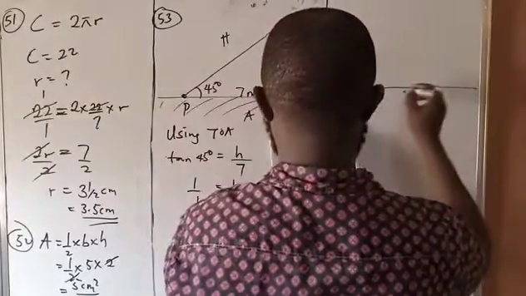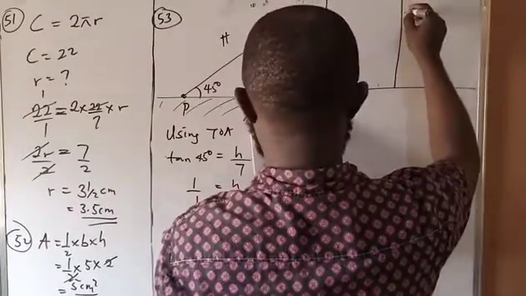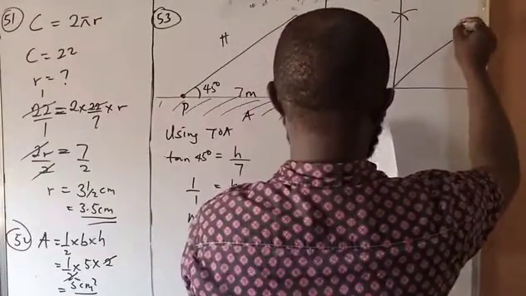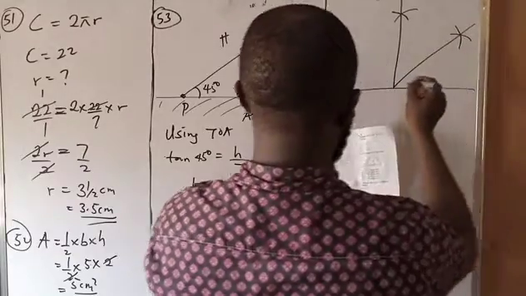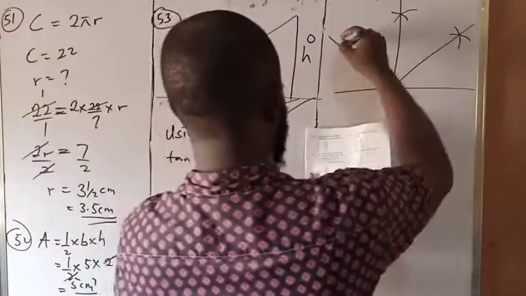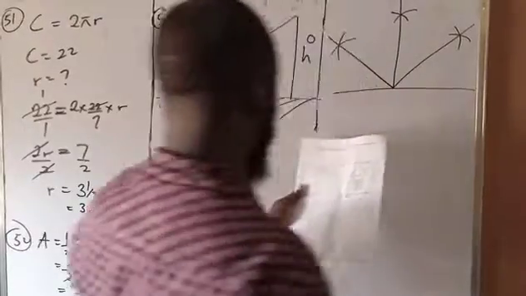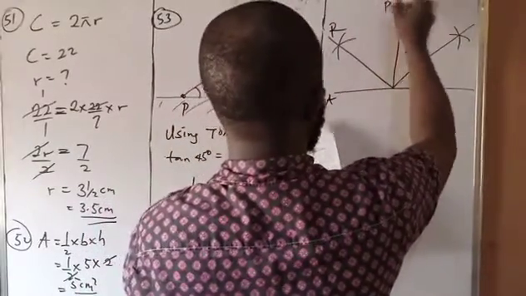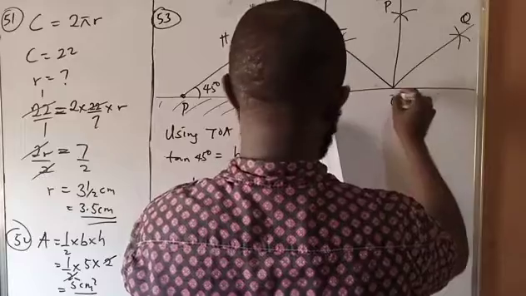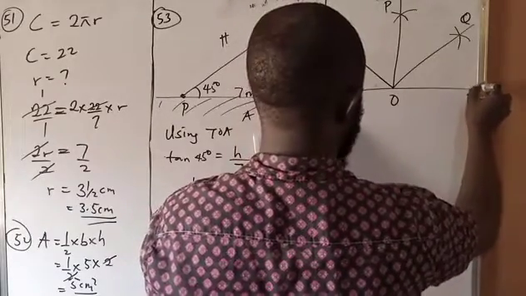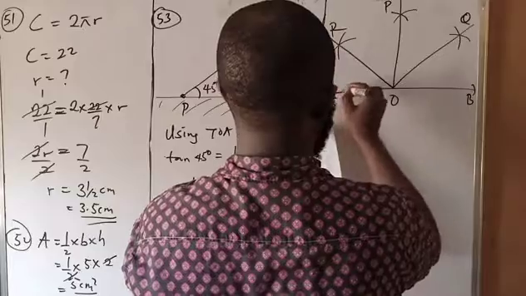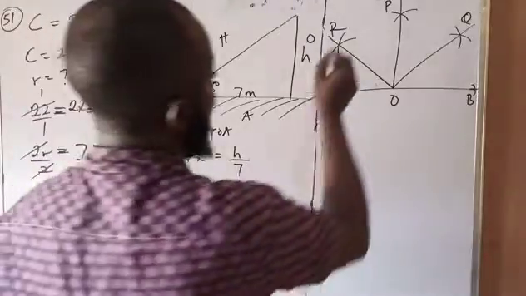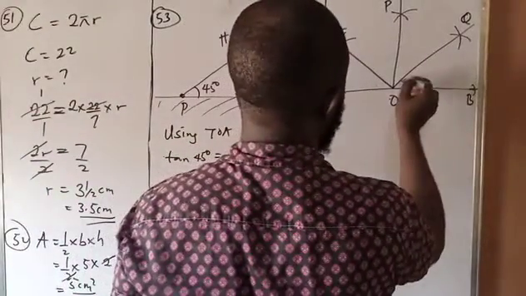Questions 54 and 55, we're using this diagram to solve them. We have this axe, and we also have another axe here. This is A, this is R, this is P, this is Q, this is O, and this is B. Now the question is to find the size of angle ROQ. So we're looking for this.